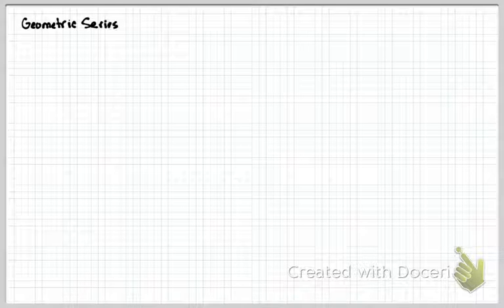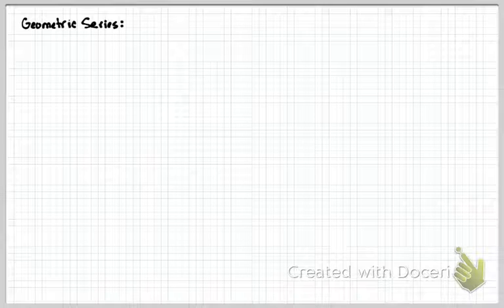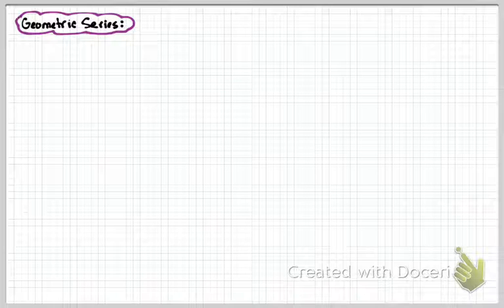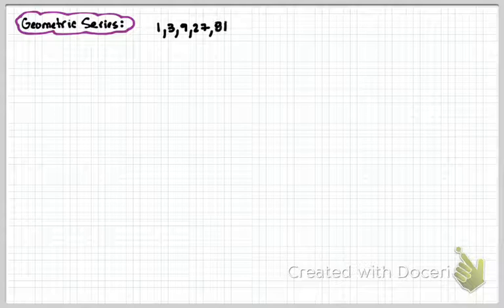Alright, so geometric series, let's go to the top left. The geometric series, I'll use that one as an example. 1, 3, 9, 27, 81.